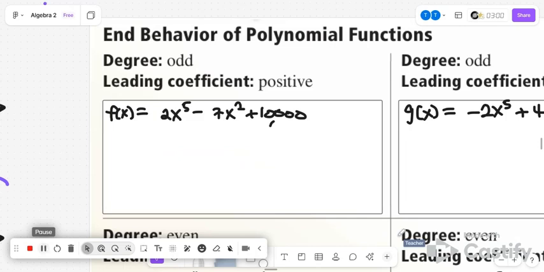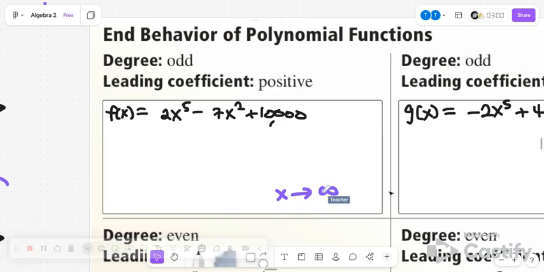Let's look at the first scenario. f of x is equal to 2x to the 5th power minus 7x squared plus 10,000. Wow, that's a big number. We have to think about when x is increasing and when x is decreasing. So when x is increasing to positive infinity, increasing and increasing, this x to the 5th power is increasing very, very fast compared to the rest.